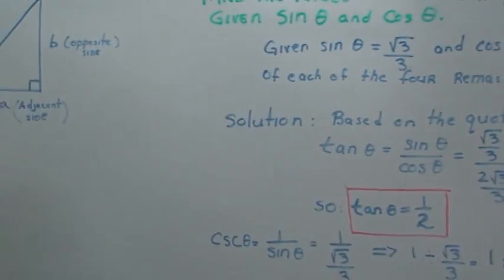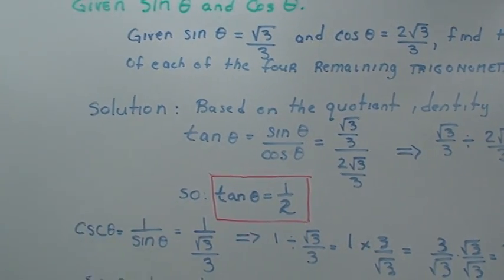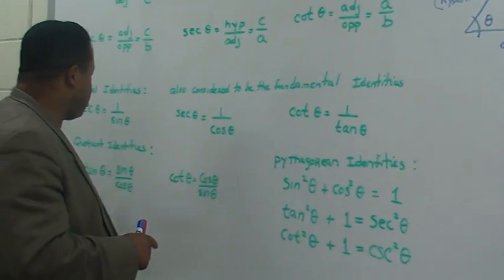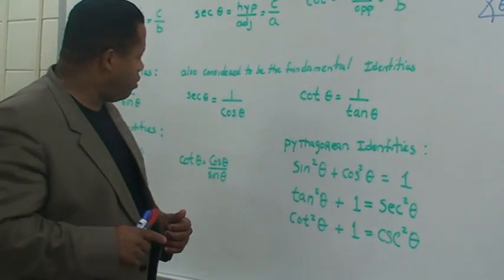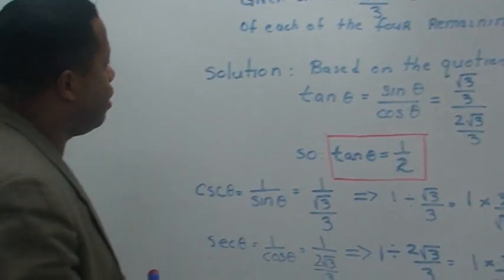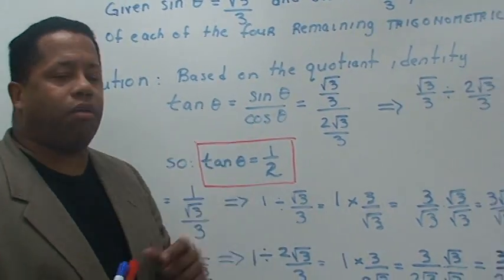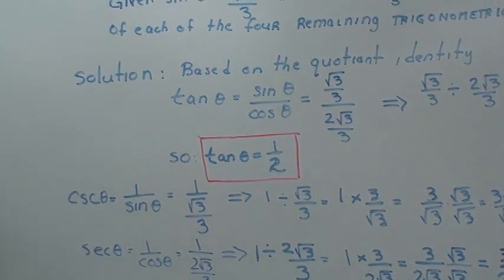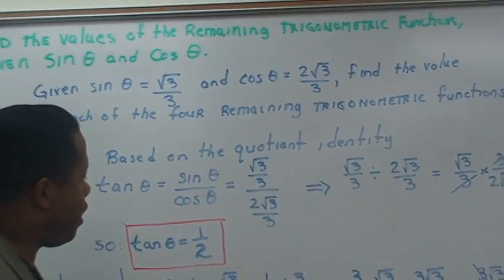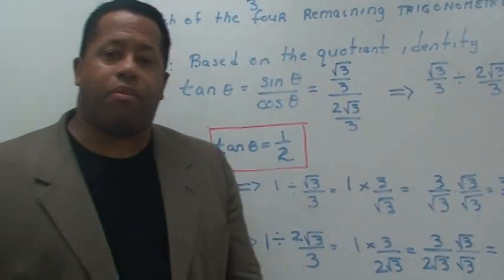Now, solution. Based on the quotient identity, we haven't mentioned too much about the quotient identity from the last video, but now we're going to get the quotient identities involved with what we're trying to solve here. So, tangent theta is equal to sine theta divided by cosine theta. Now, what is sine theta? Sine theta is given: the square root of 3 over 3, divided by the cosine theta of 2 times the square root of 3 divided by 3.